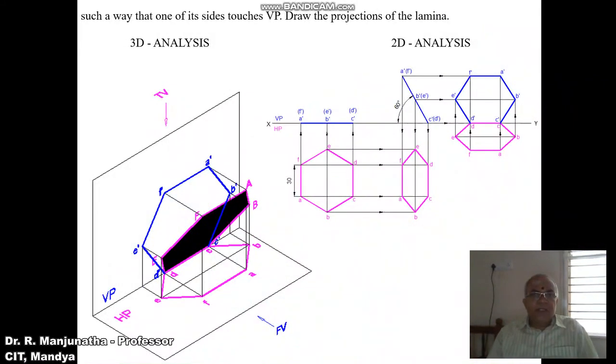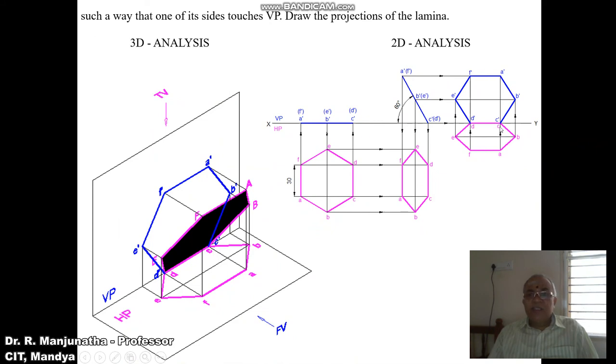Now, one of its sides should touch both the reference planes, both HP and VP. The edge which is resting on HP is c dash d dash. When you look from the top view, you can see that it is perpendicular to VP. But that edge has to rest on VP also. So what we have to do is rewrite the second position top view by rotating it through 90 degrees, such that it touches the XY line in the top view.